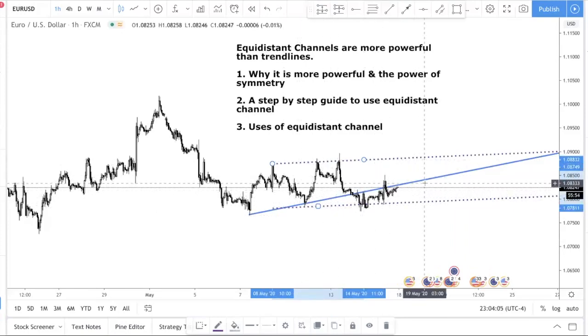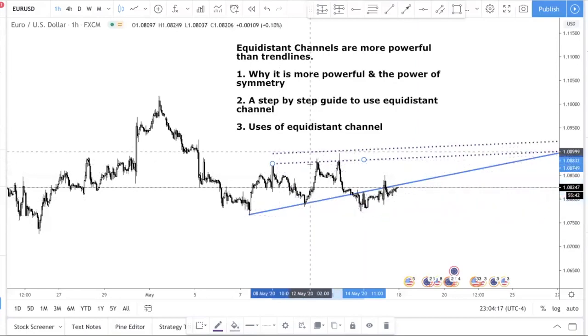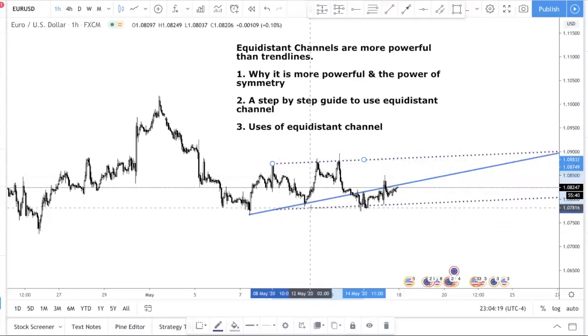If you do not really understand what an Equidistant channel is, basically you plot two swing highs or two swing lows, and then it allows you to shift up and shift down. So the distance between this point and this point is the same, and the distance between this point and this point is the same, hence the name Equidistant channel. It is powerful because the market loves symmetry.